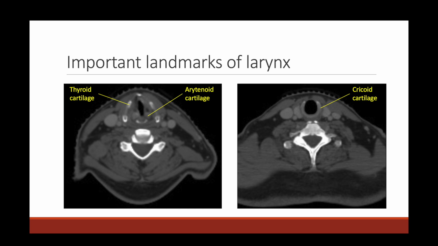You can see the arytenoid cartilage on this scan here, and it's in the same plane as the thyroid cartilage. And then inferior to the thyroid and arytenoid cartilage, we have the cricoid cartilage, which forms a complete ring around the larynx. The cricoid cartilage is a very important landmark, as we said, because inferior to it, we have both our trachea as well as our esophagus, which sits posterior to the trachea.